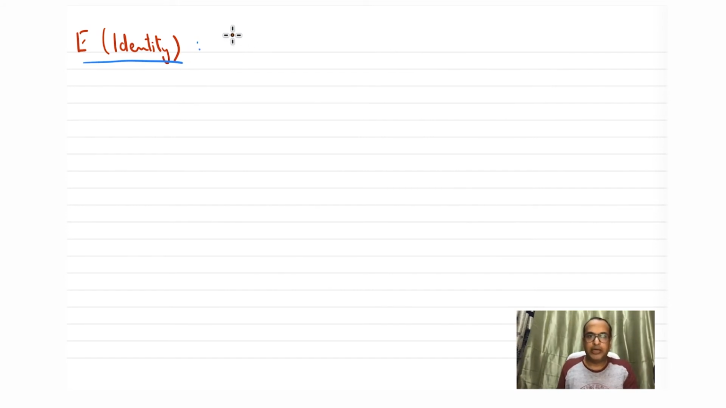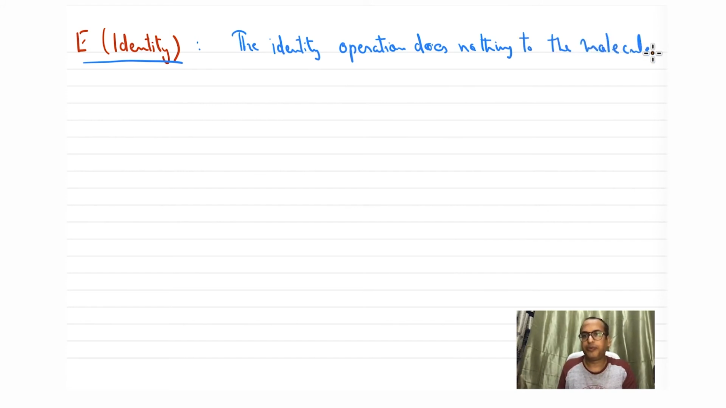So as you know, the identity, we have said that the corresponding operation is that there is no movement of the molecule. So the identity operation does nothing to the molecule. You'll say, why is it required? If you don't actually do anything, then why do we have it? We'll see the importance.